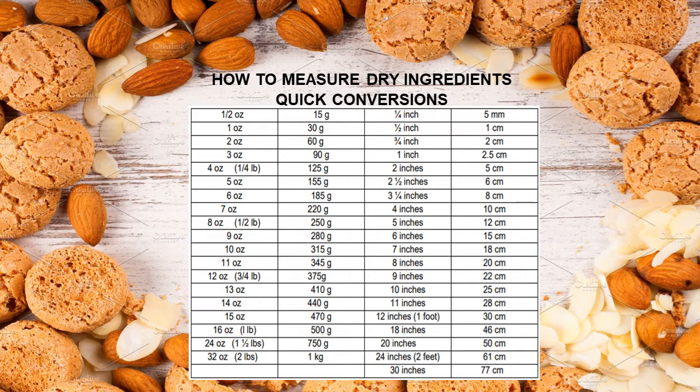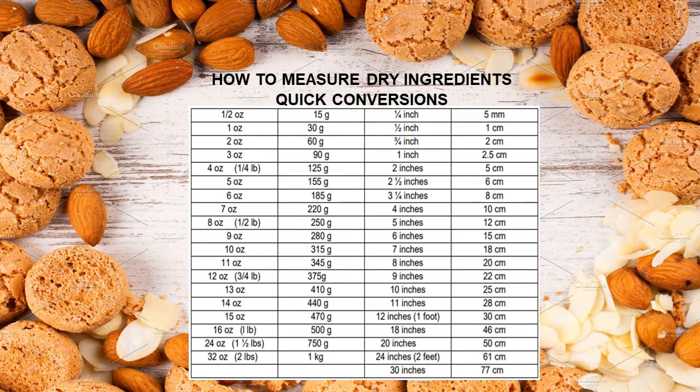5 ounces equivalent to 155 grams equivalent to 2.5 inches equivalent to 6 centimeters. 6 ounces equivalent to 185 grams, 3 and 1/4 inches and 8 centimeters. 7 ounces equivalent to 220 grams equivalent to 4 inches equivalent to 10 centimeters.